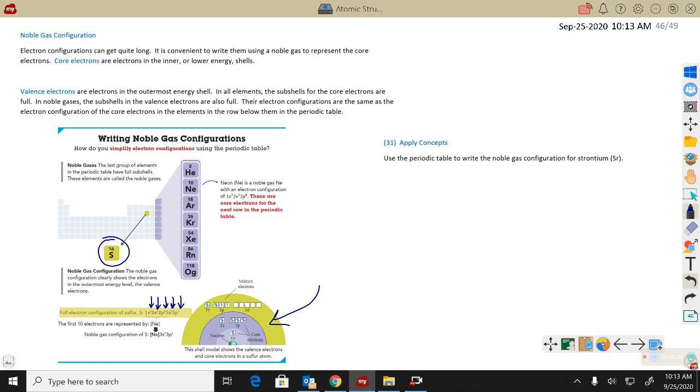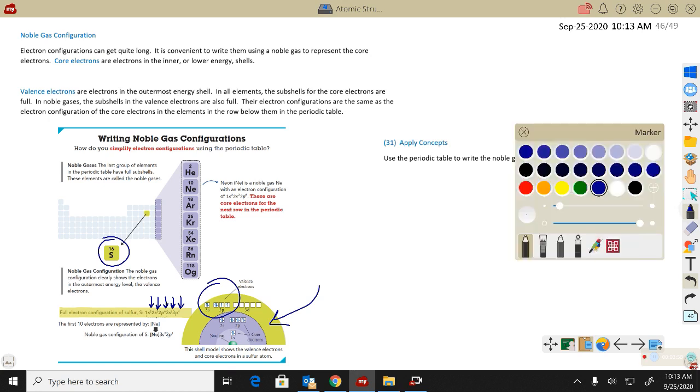Now I kind of like this. Do you notice what's going on right in here? The 3p would have 4, but we fill them 1 electron at a time before pairing. So with 4 electrons and 3 orbitals, somebody's got to get paired. It's fine.